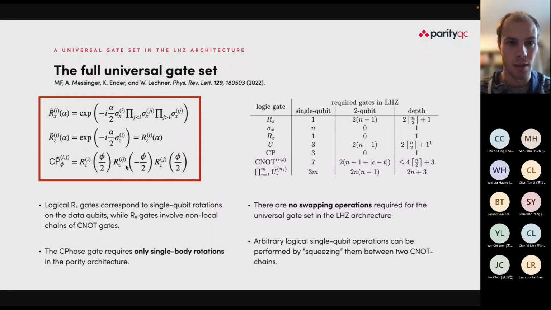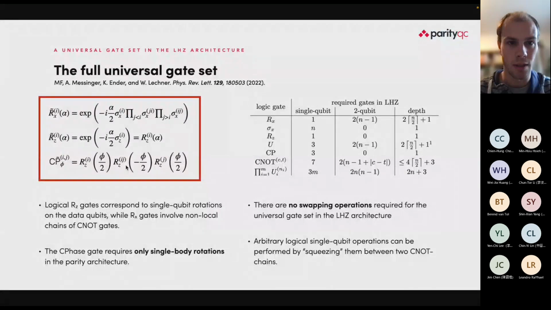And what is particularly interesting now is that the C phase gate, which is a complicated 2-qubit gate in standard approaches, can now be implemented by using single body rotations only. And what is also crucial is that we do not need any non-local connectivity. So there are no swapping operations required for any operations in the LHZ architecture. However, we do need these CNOT chains along these logical lines, which, however, only need nearest neighbor connectivity.